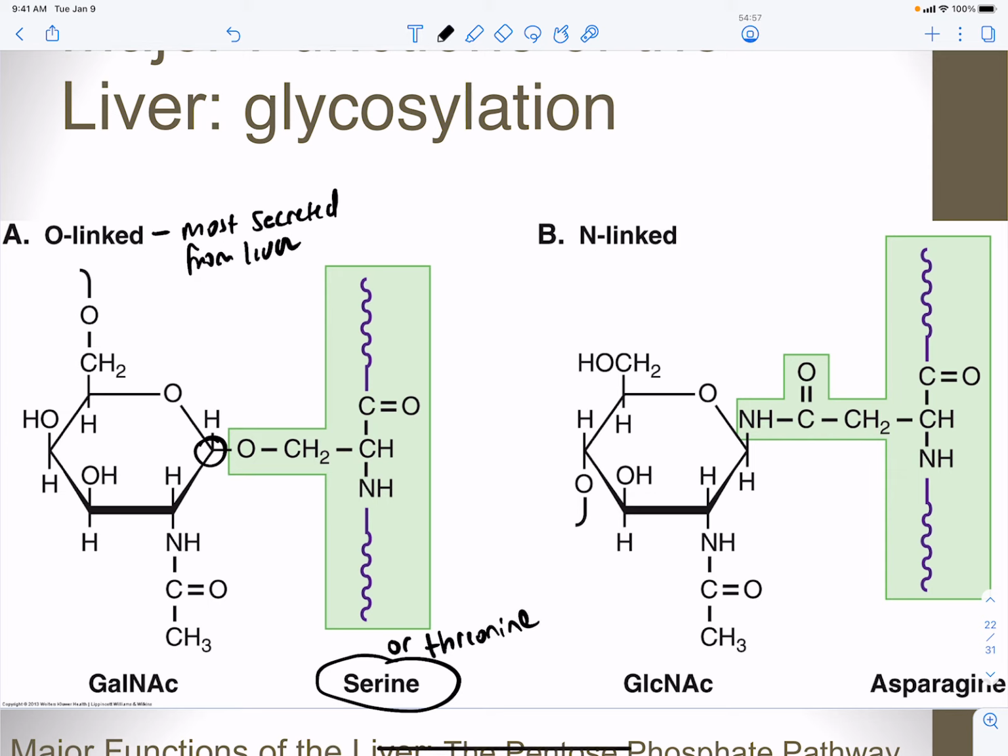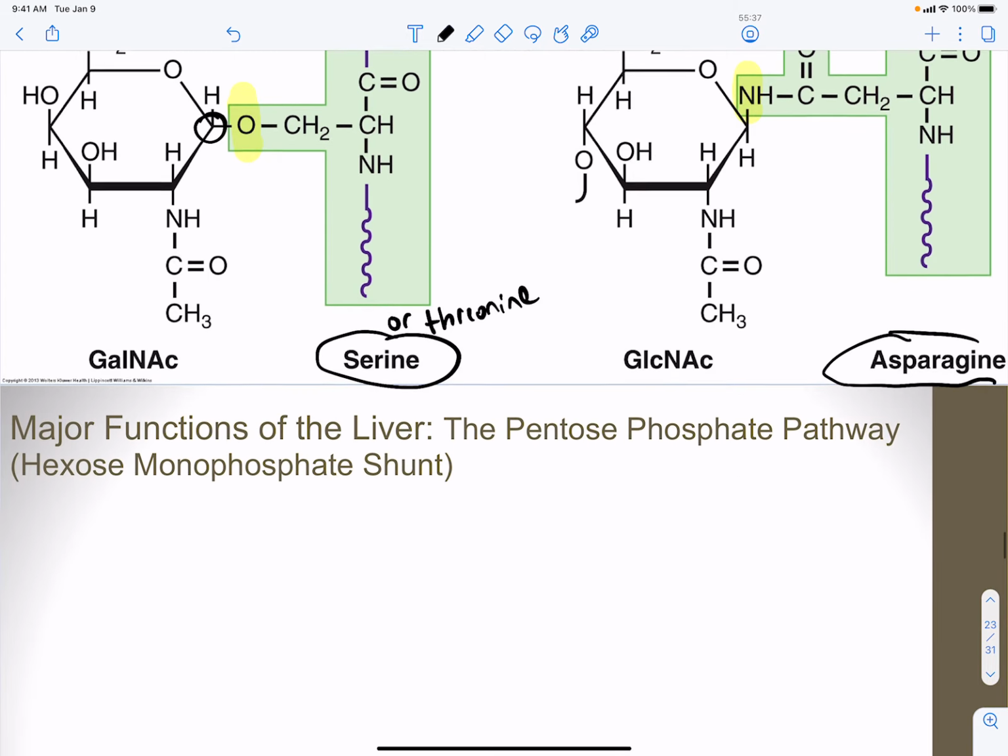The N-linked arrangement is an N-glycosyl linkage to asparagine, shown here. And this will be N-linked, and this is O-linked. So an important O-linked sugar is N-acetylneuraminic acid, or sialic acid. And so this is an important O-linked protein that is going to be made and released by the liver.